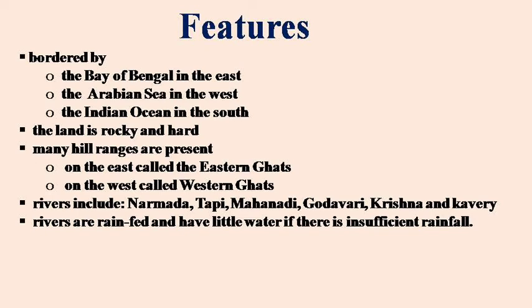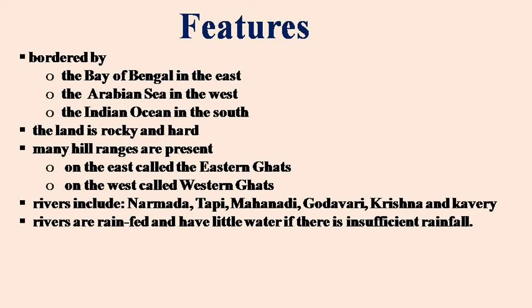Out of all these rivers, only two rivers are flowing west into Arabian Sea, all the others are flowing into the Bay of Bengal. Narmada and Tappi are flowing into Arabian Sea and all the other rivers are flowing into Bay of Bengal. And these rivers are rain-fed. That means mainly depends on rainfall. And because of that, these rivers are called seasonal rivers.